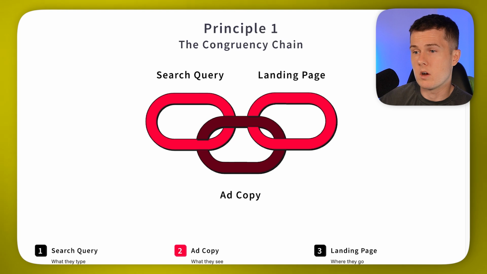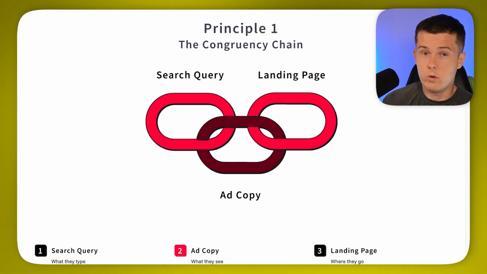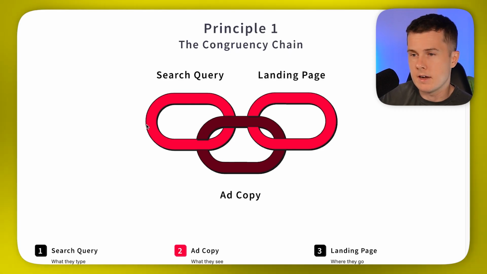The first principle is what we call the congruency chain, and it's absolutely critical to get this right. So think of it like a chain. You're only as strong as your weakest link. So if you break one link in a chain, everything else will break, and the same holds true here. Your entire campaign will fall apart. And here's how it works.